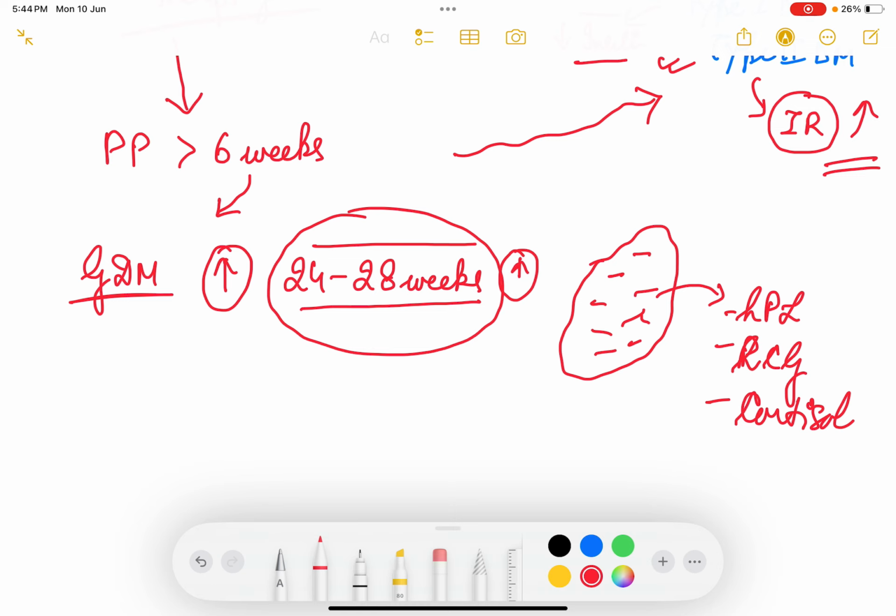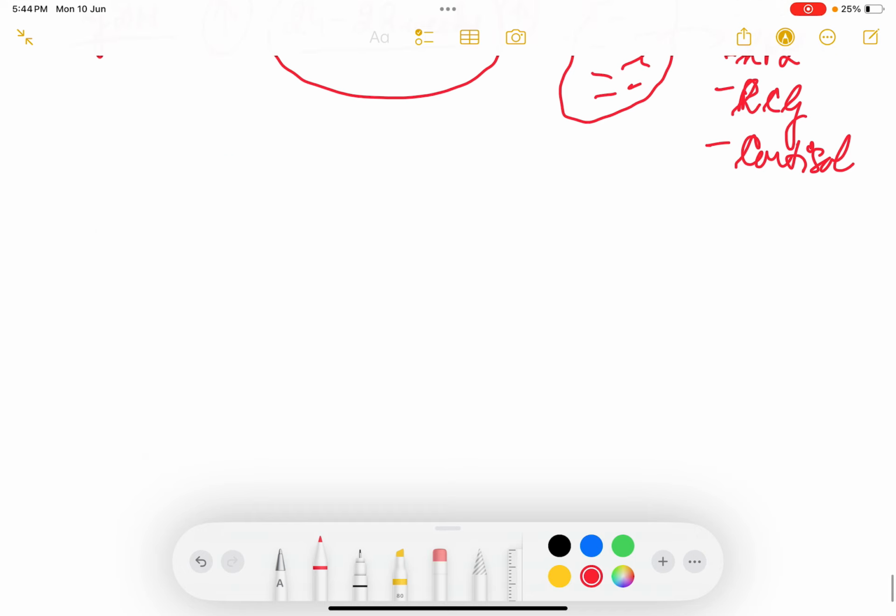First time in pregnancy, even if it is diagnosed in the first trimester, then also we will say that it is gestational diabetes mellitus. Okay. Now what are the diagnostic criteria for gestational diabetes mellitus?